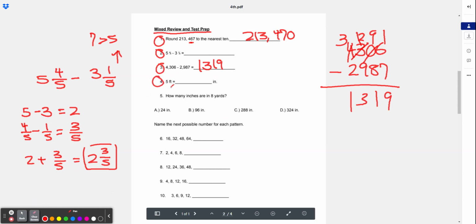Number 4. We're going to convert 5 feet into inches. We know that 1 foot is equal to 12 inches. So we multiply 1 by 5 in order to get 5 feet. So we're going to do the same with 12. And 12 times 5 is 60. So 5 feet is equal to 60 inches.